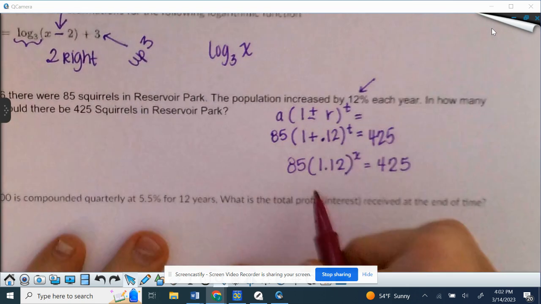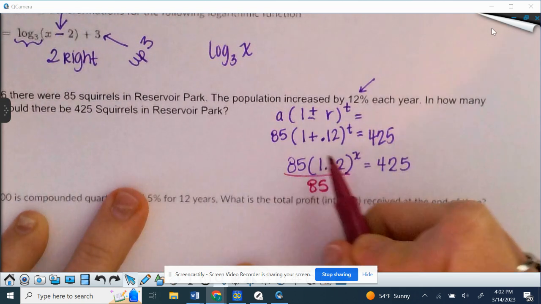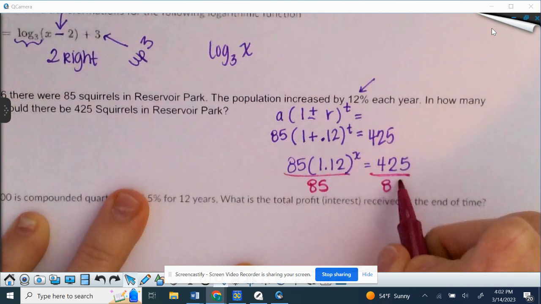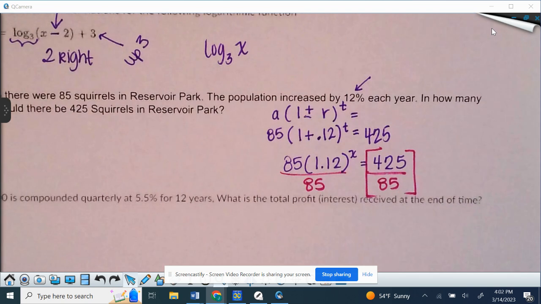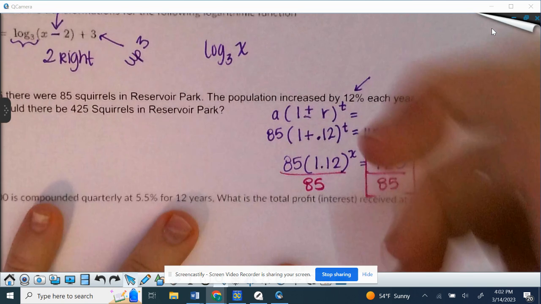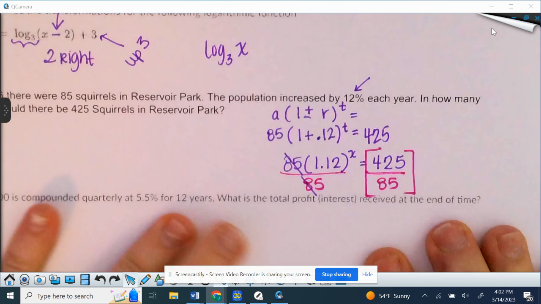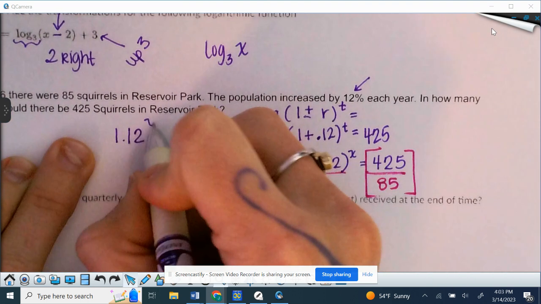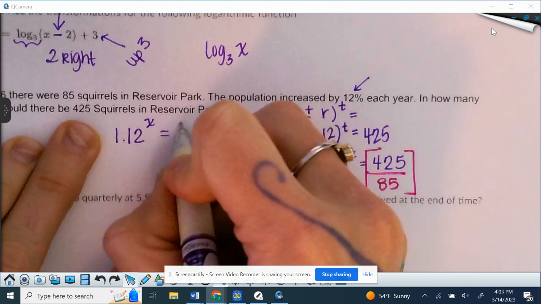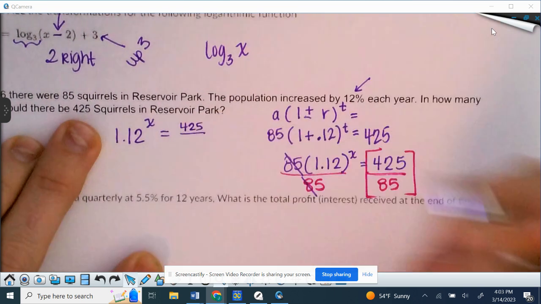Or we're going to divide by 85 because we need to have an exponent base to a power by itself. I'm going to leave this just as this because we have a calculator. So that means I'm going to get rid of the 85s on this side, and I'm going to work to the left because that's where I have more space. So 1.12 raised to the x is equal to 425 divided by 85.